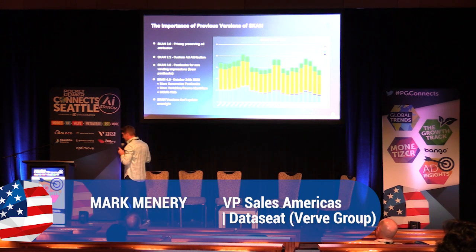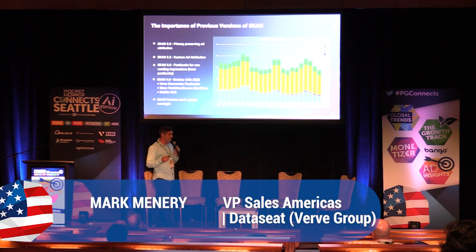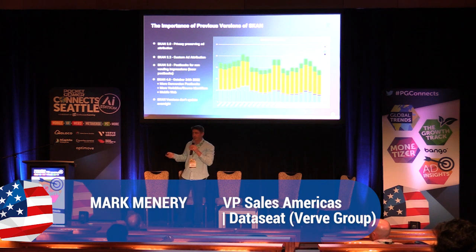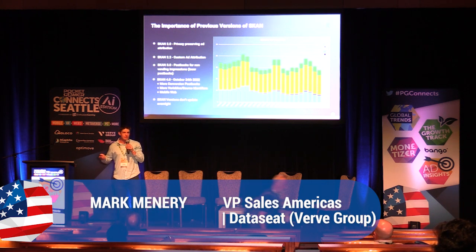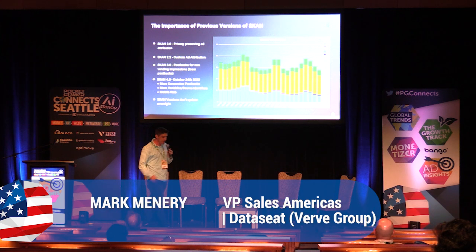And each version of SKAN gave us something different. SKAN 2.0 gave us privacy-preserving ad attribution. 2.2 gave us custom ad attribution. SKAN 3.0 gave us something called loser postbacks, and then we got most of our positive changes in SKAN 4.0.